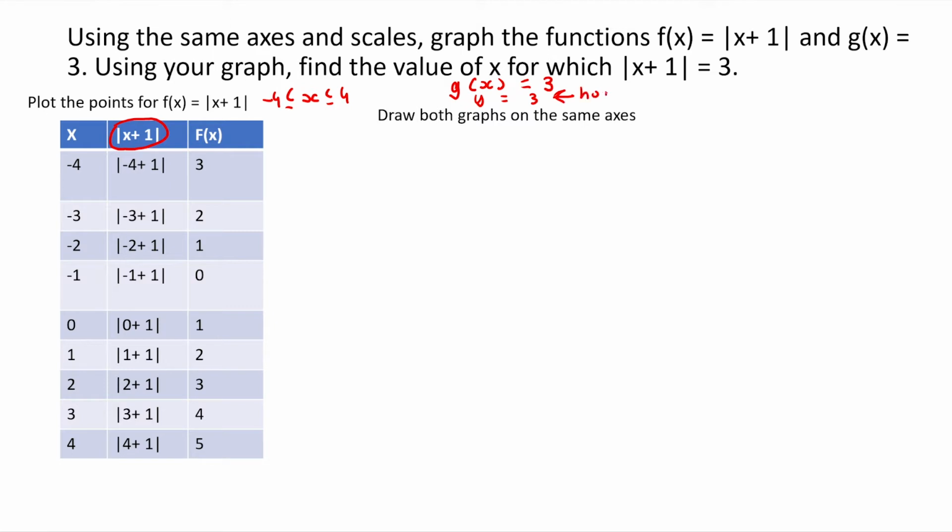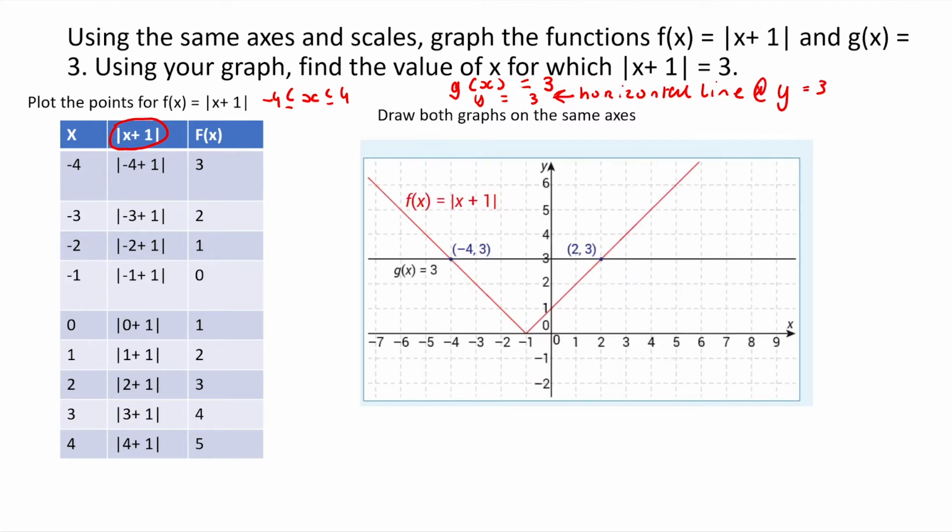This will be a horizontal line at y is equal to 3. So drawing our two graphs, we get this. We can see from this that our absolute value function will only ever have positive values. So the graph will form a V shape. So all absolute values will form a V shape when graphed.